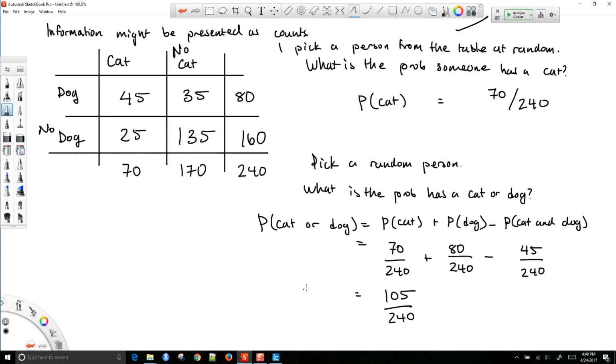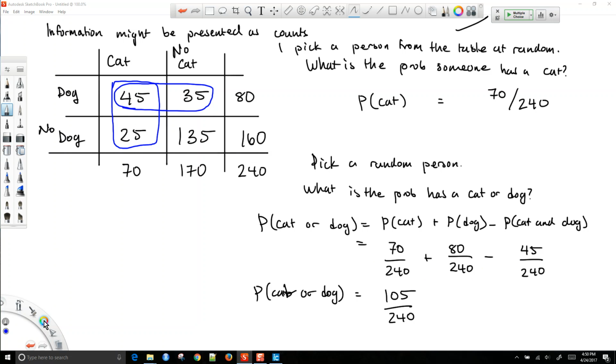All right. This is going to be probability of cat or dog. Now, if we look at what we're doing, when I say probability of cat is 70, that 70 is made up of these two numbers, 45 and 25. Those two together make 70. And this number 80 is made up of these two numbers, 35 and 45. So if I'm adding 70 and 80, I have double counted the 45, and that's why I need to subtract it off.